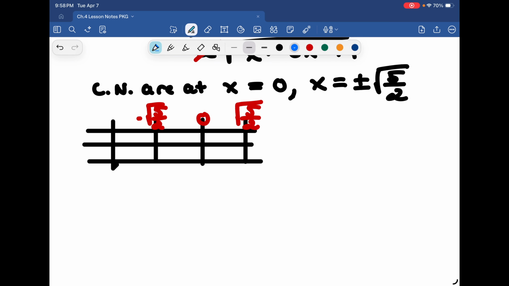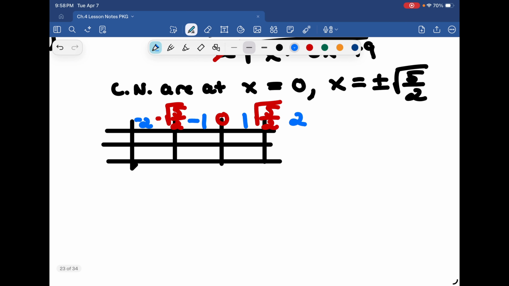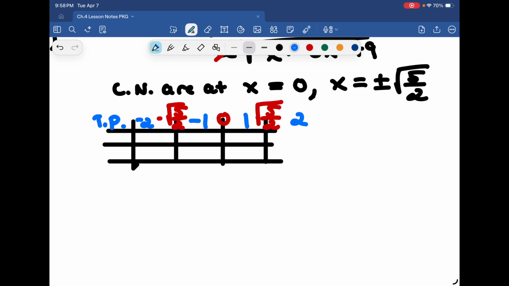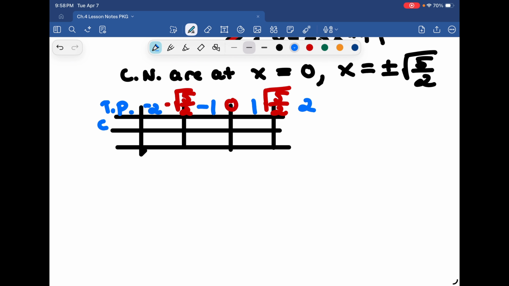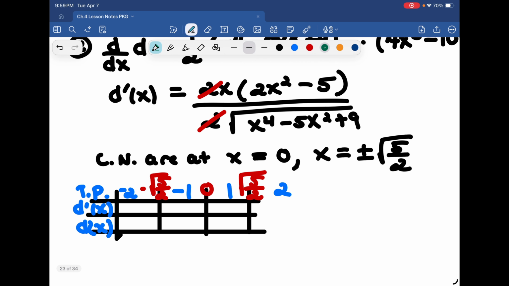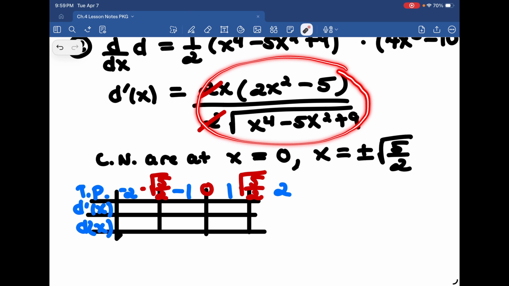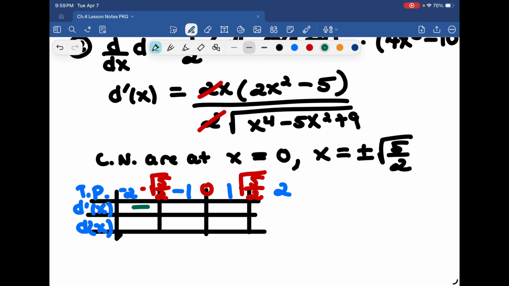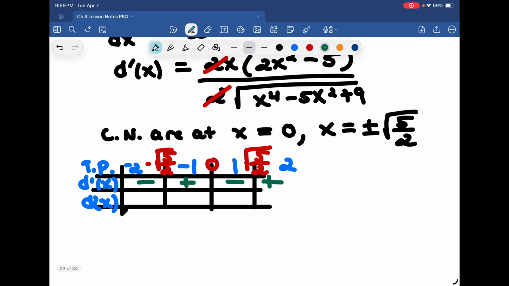The test points that you can use are -2, -1, 1, and 2. And then again, I like to sometimes just write test point right here at the top left to indicate that that's what we're using. I'm going to write d prime of x, d of x. And so now we're going to do our sign analysis on that derivative. What I realize is that when I plug in the -2, the -1, 1, and 2, I'm going to get the following signs. So I plug in each of them to this derivative here, and I find that I get a negative, positive, negative, positive. And so from here, this is going to lead us to having the following.